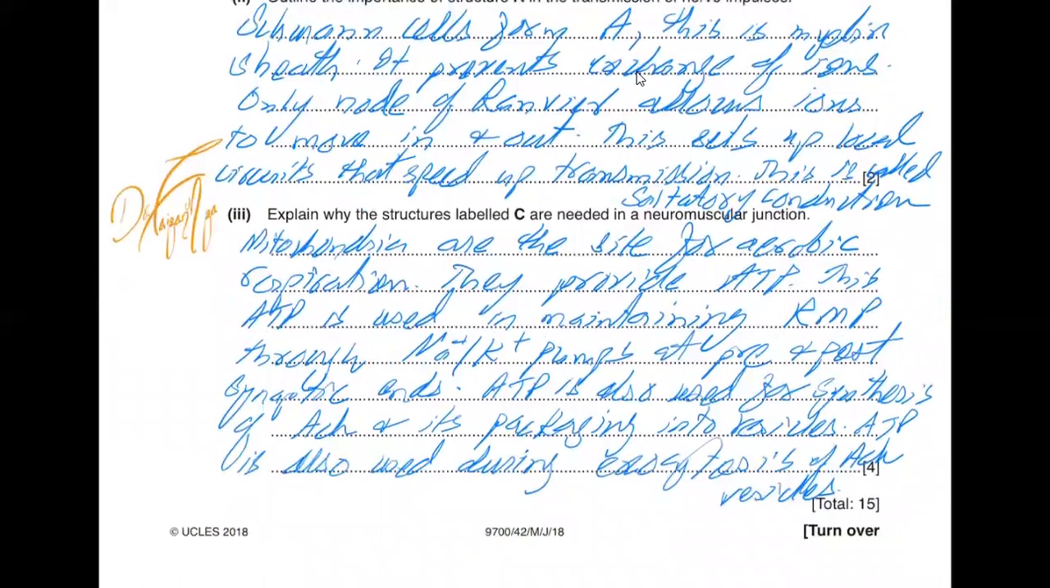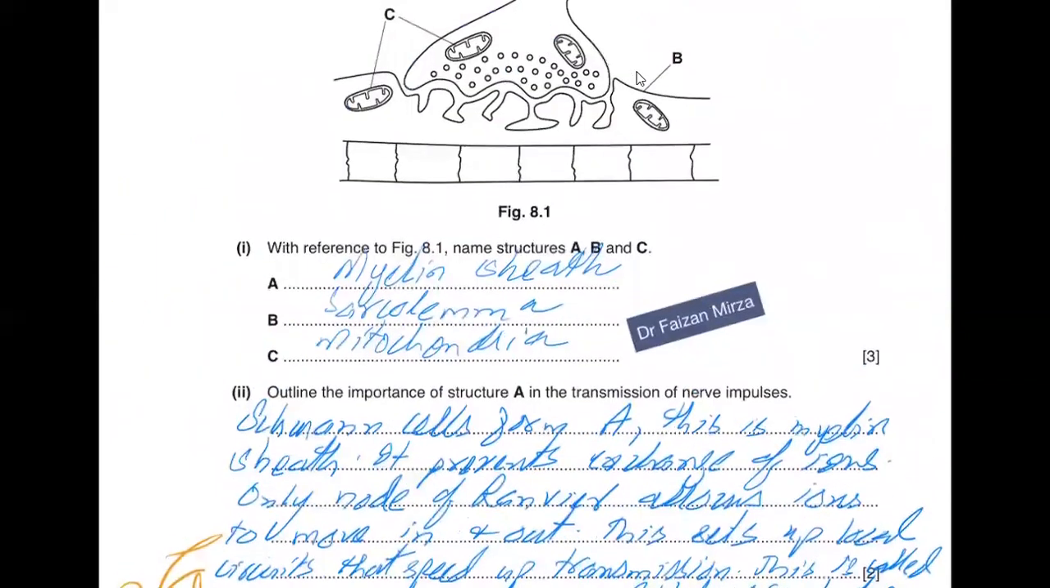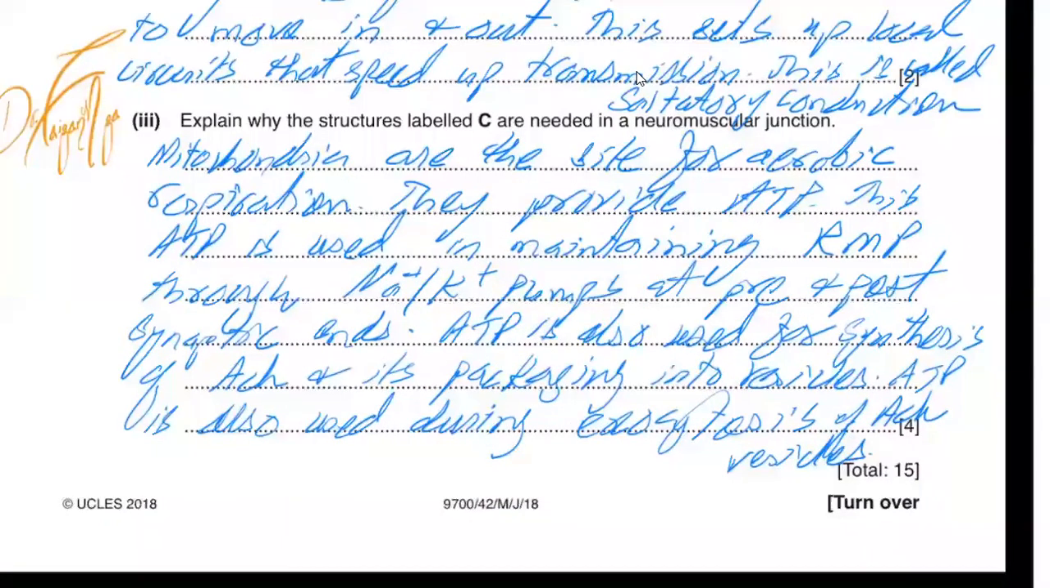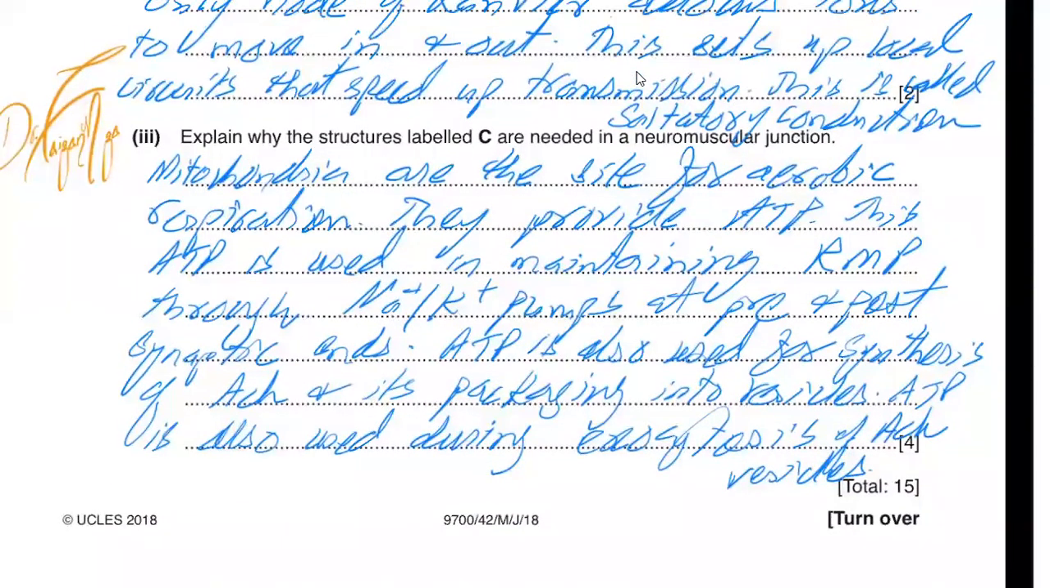Explain why the structure labeled C is needed for the neuromuscular junction. C is the mitochondria. So you can see they often link mitochondria with this topic. Mitochondria are the site of aerobic respiration. They provide ATP. We know that ATP is used for maintaining RMP through the sodium potassium pump, and they are present in the presynaptic membrane as well as the postsynaptic membrane, because the sodium potassium pump is required at both.